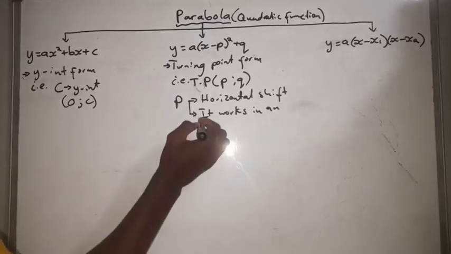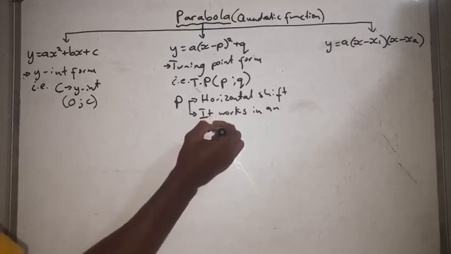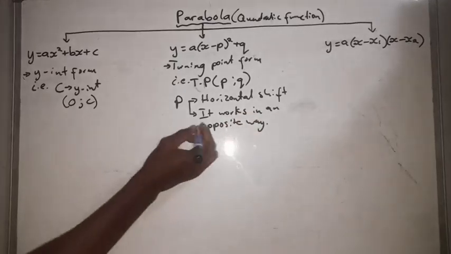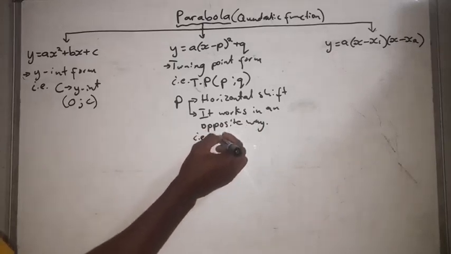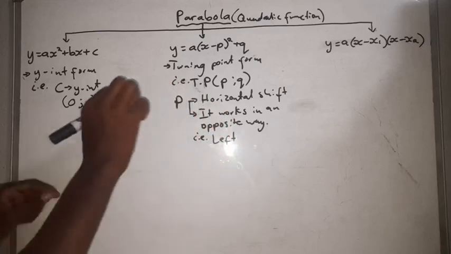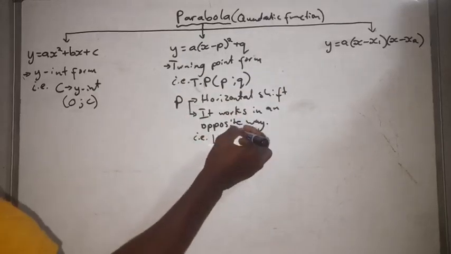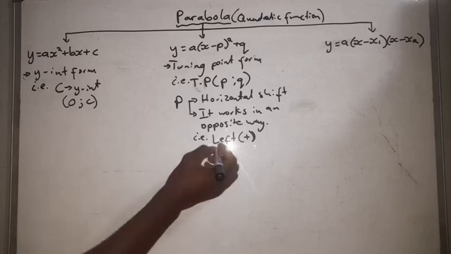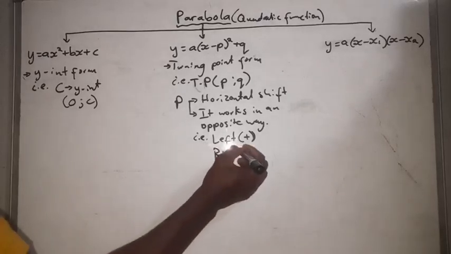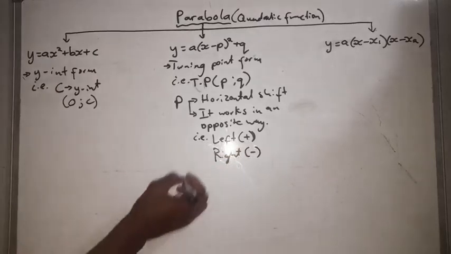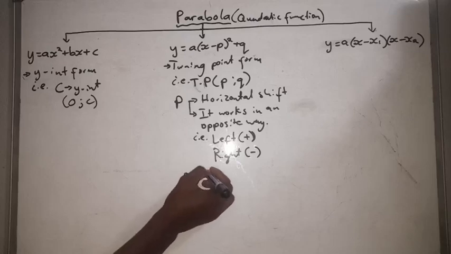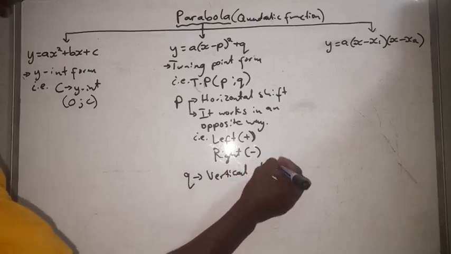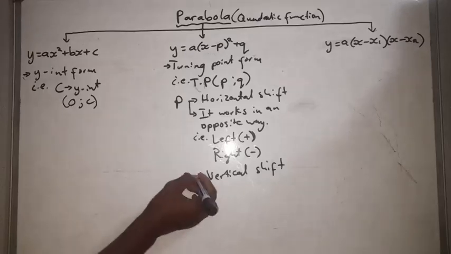In an opposite way. How is that? If you are going to the left, normally we say when we move to the left it's negative, but here if you're going to the left it's positive. You will be adding. But if you're going to the right, now it's negative. Then there is Q, which is the vertical shift, going up or down.